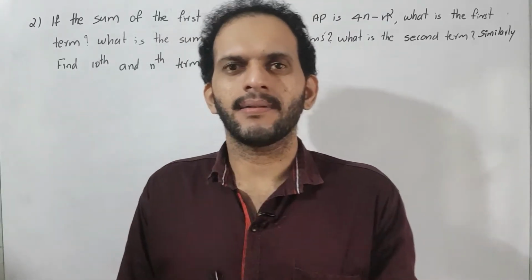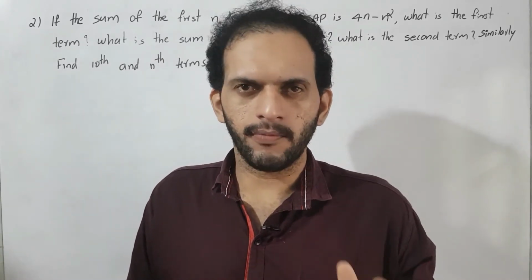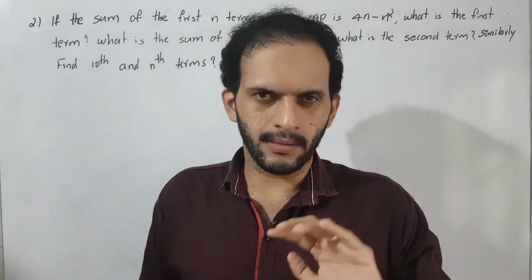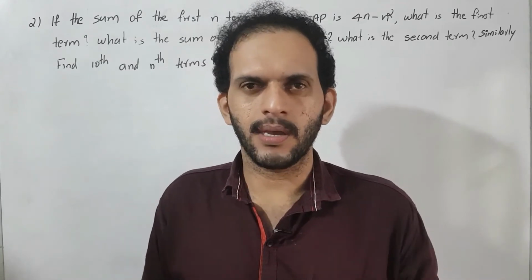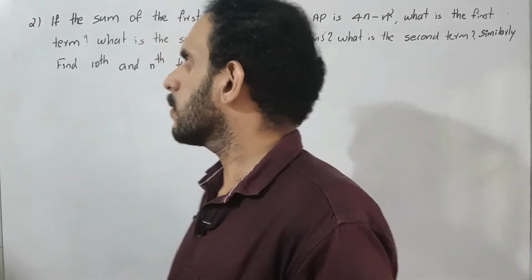These questions' patterns are the same as the first one, but there we discussed the general form of terms of an AP. Here we are discussing the general form of the sum of an AP. This one is a sum of an AP. That is the only difference. Okay. So what is the question?